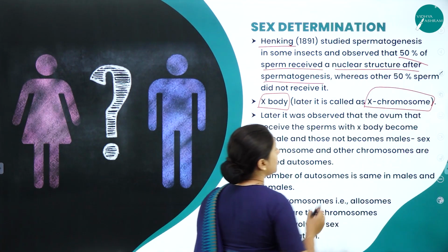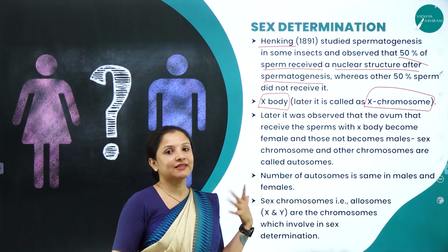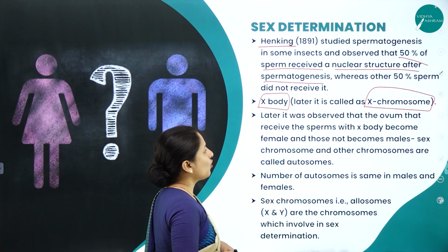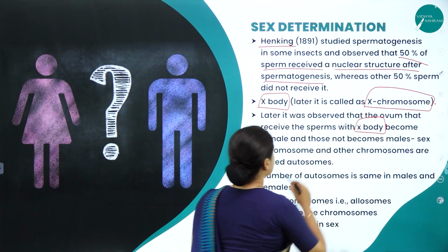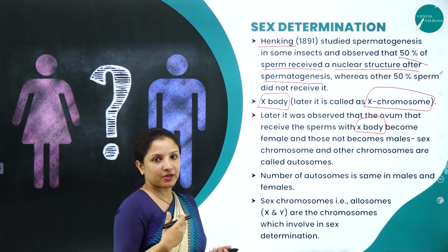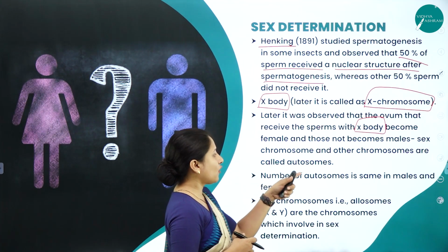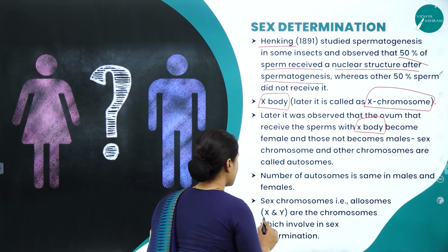So some of the progenies received the X chromosome, and some of the progenies did not receive the X chromosome. Later, it was observed that the ovum that receives the sperm with the X chromosome will become the female, and those which become the male will not receive the X chromosome. The number of autosomes is the same in males and females. Sex chromosomes, that is allosomes, are X and Y.